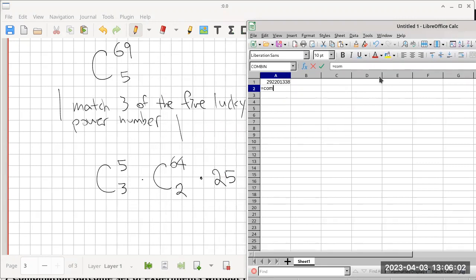So we basically say Combin 5, 3 times Combin 64, 2 times 25. In theory, there are 504,000 tickets that would match three of the five lucky numbers and not match the Powerball number. Now we go to the website and see if that is the case.